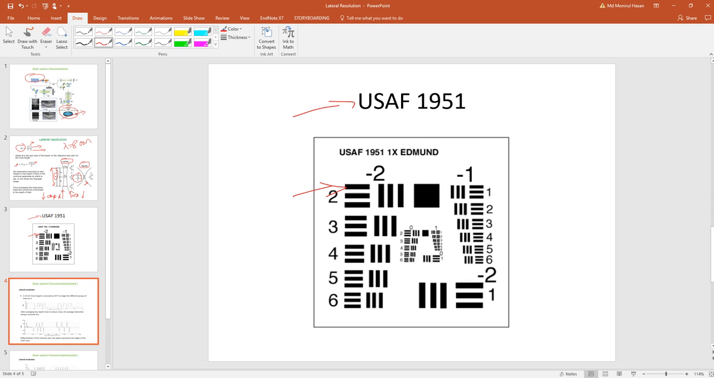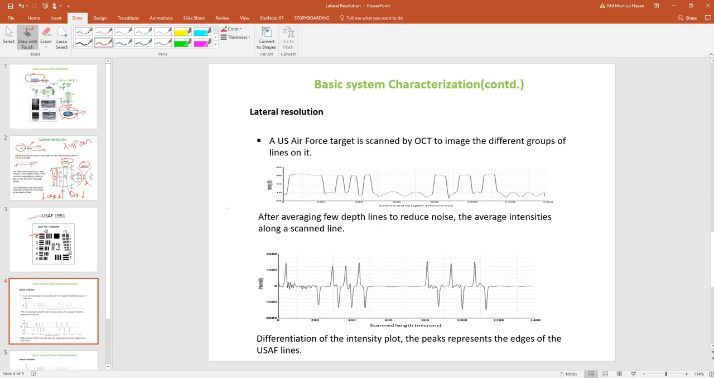Here is one of the cross-sectional images of the USAF 1951. When there is a black strip, the intensity is high, and when there is a transparent region, the intensity is low. The y-axis is in dB, and the x-axis is in microns, the actual length. This data is taken by averaging a few depth profiles. We did the averaging to reduce the noise, because noise has both positive and negative values, so overall they will be reduced.